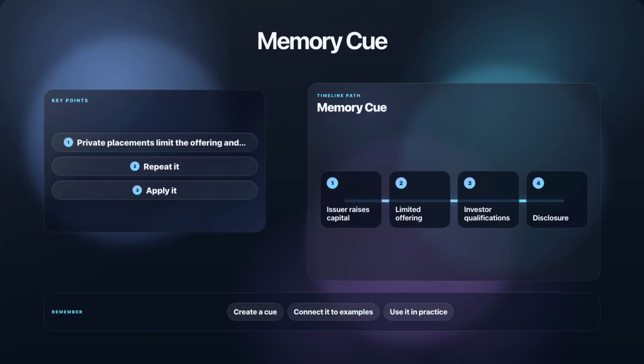Use this memory cue. Private placements limit the offering and often limit resale. A good cue is short enough to remember, but meaningful enough to guide a practice question. When you see this topic again, return to that cue before selecting an answer.